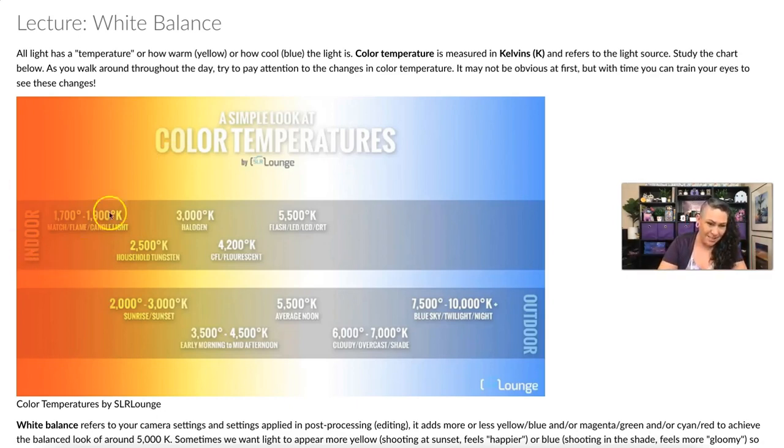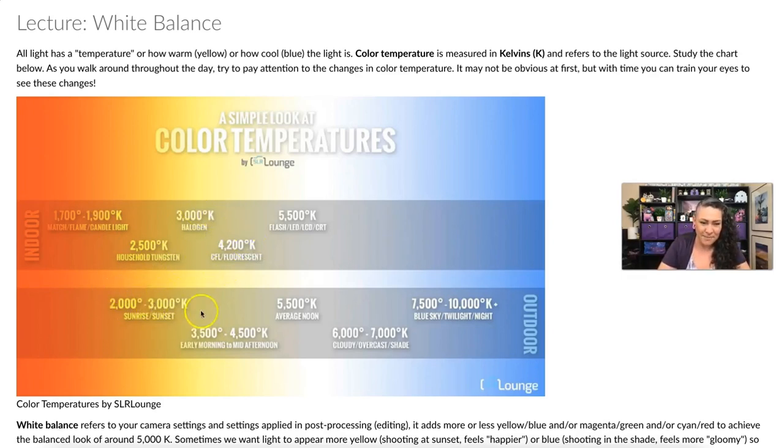So, for instance, indoors, if you've ever taken a photo indoors and you're like, why is it so yellow? It's because the light bulbs that we use indoors are generally more of a warmer color temperature. The warmest color temperature is like fire and candlelight. So that's all the way over here. Then here's household tungsten, what I was just talking about, our lights inside of our houses. And that's also around the same as sunrise and sunset.